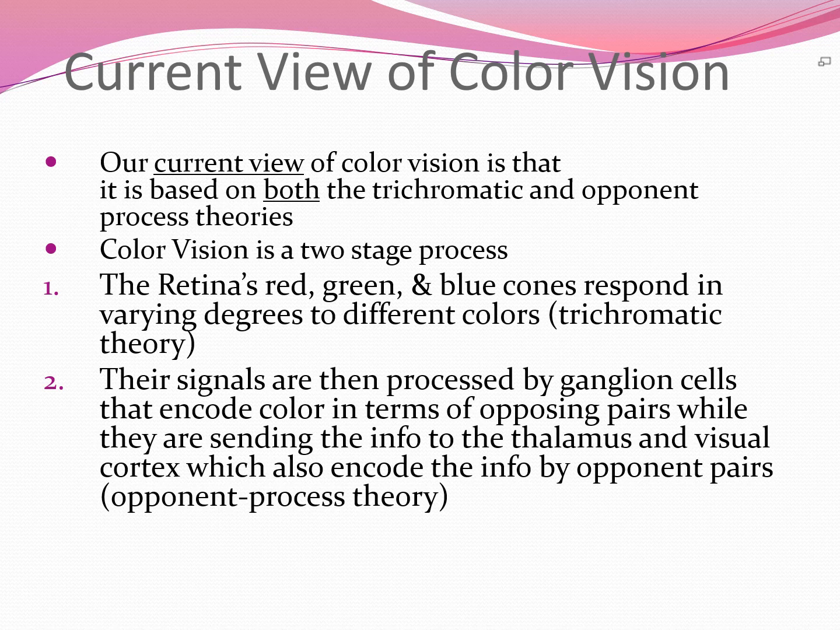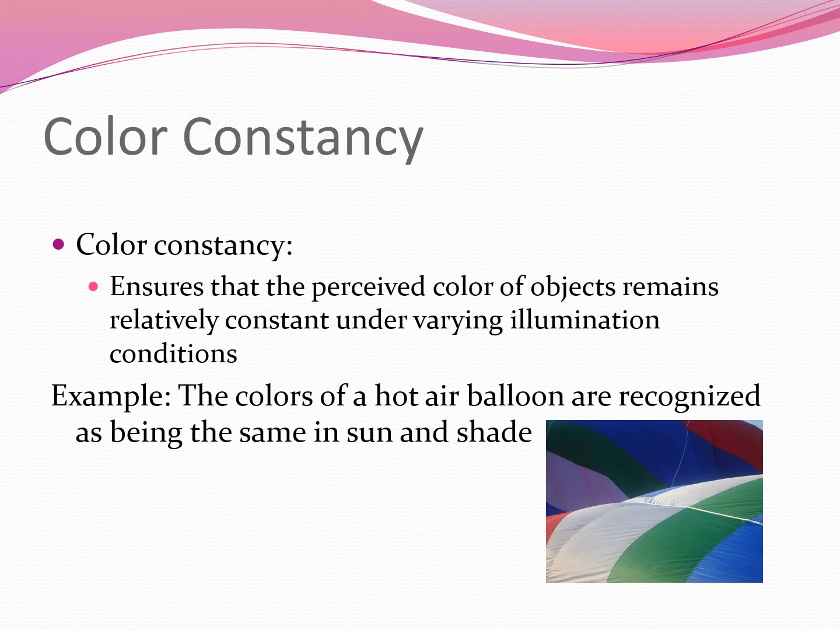Once again, the thalamus processes all of your senses except for smell, and then on to the visual cortex, which also encodes the information by opponent pairs, right? That's the opponent processing theory. So all you have to know, our current view is just a combination of both. That's it. All right. You got the trichromatic theory and then the opponent processing theory. And the last slide is just color constancy.